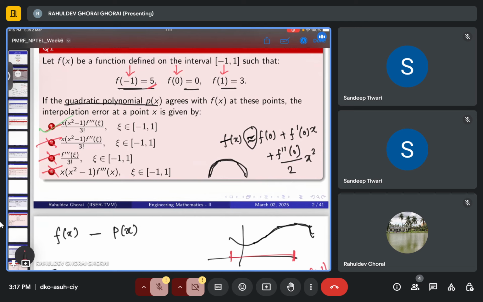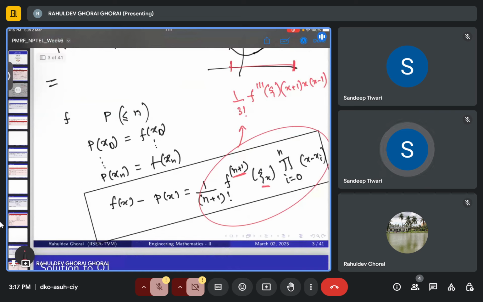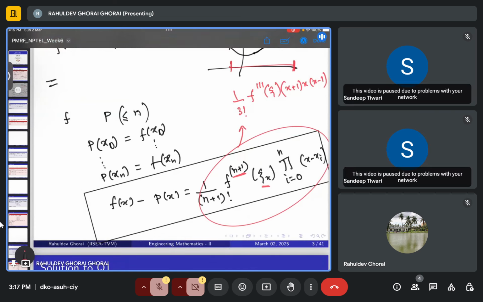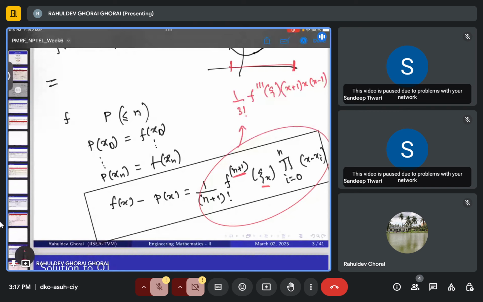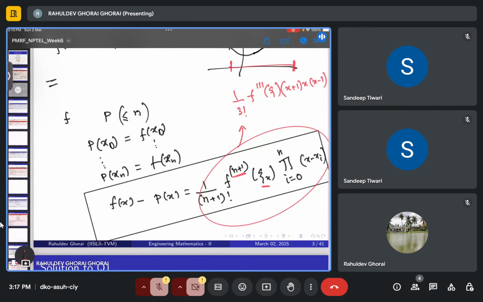Do you understand this? Okay. So this formula is kind of easy to remember, right? If you want to approximate a function using a quadratic polynomial, or any polynomial of degree less than or equal to n.